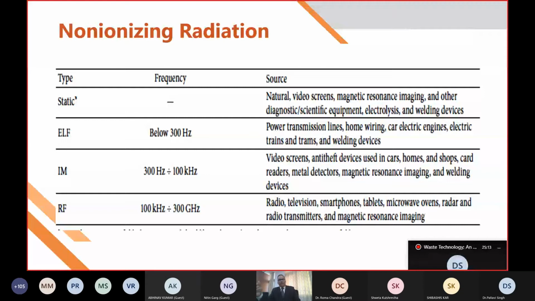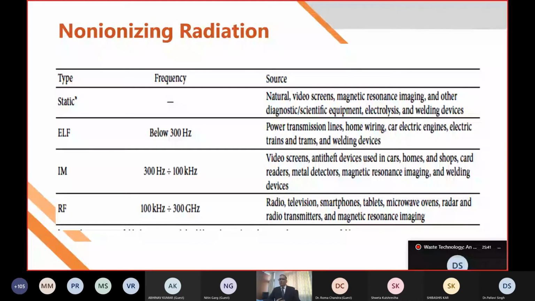RF, radio frequency, obviously means radio, television. It comes from the radio terminology, that is why we call it RF: R for radio, F for frequency. Radio, television, smartphones, tablets, microphones, radar systems, radio transmission, almost all communication comes in the category of RF.